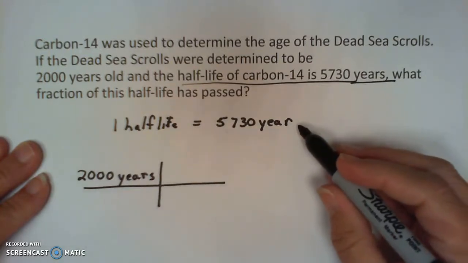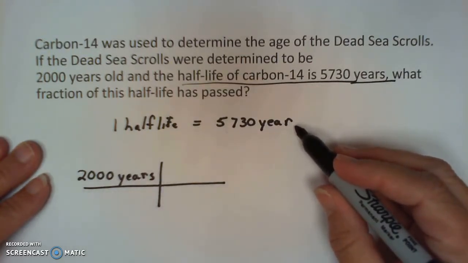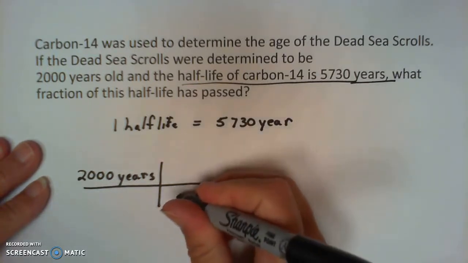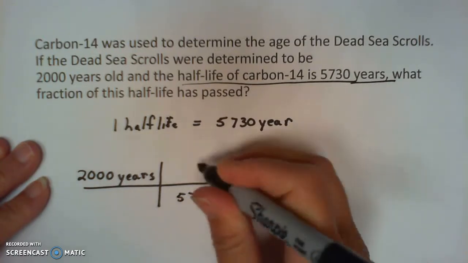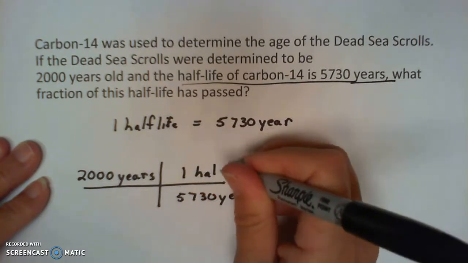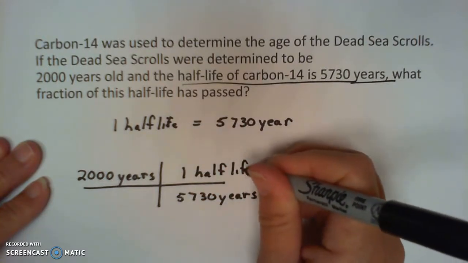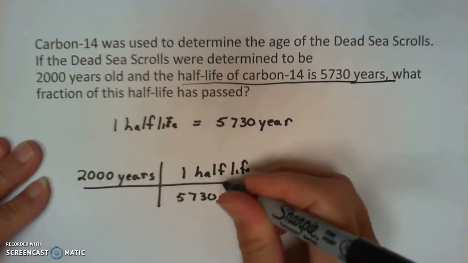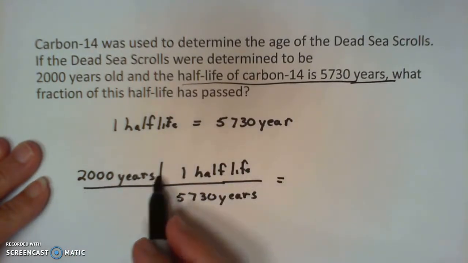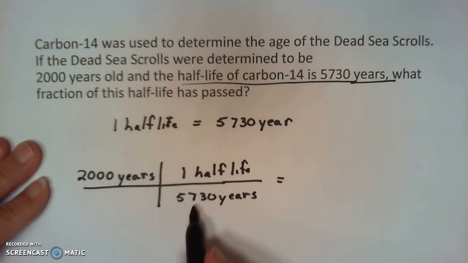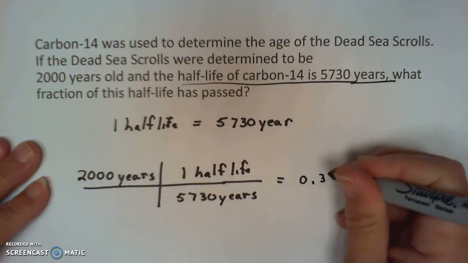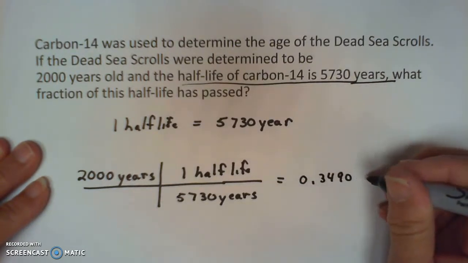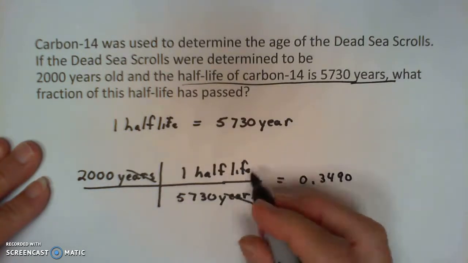So we want to use this equality to write a conversion statement that will convert years into half-lives. I'd like years to disappear, so I'm going to put the 5,730 years on the bottom, and I'm going to put the one half-life on the top. So it's a division problem. We're going to take 2,000 years, multiply by 1, and divide by 5,730. Our answer will be 0.3490, and years canceled, so we're left with half-lives.